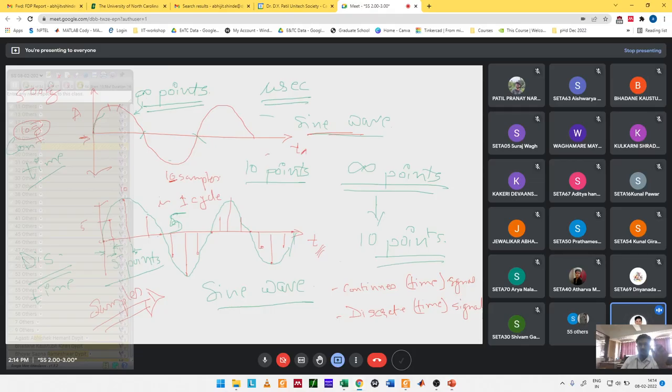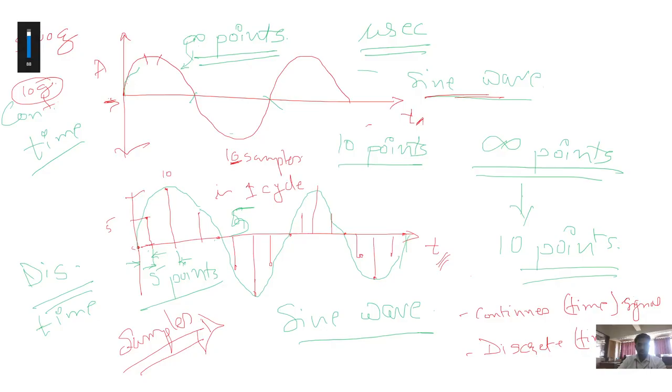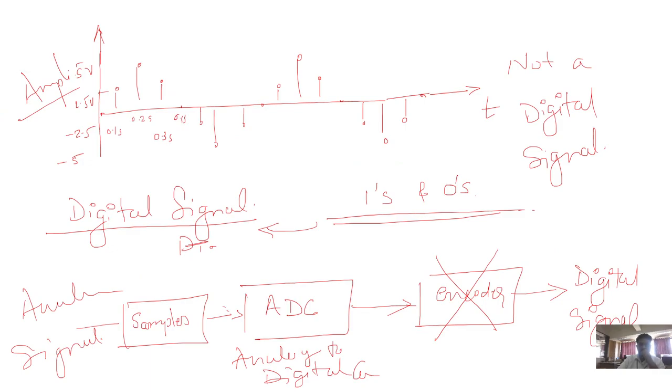I hope I'm clear on what is a continuous time and what is a discrete time. Yes, is it clear? This we had discussed earlier; I'm just revising it. Then I had tried to make you understand that a discrete time signal is not a digital signal.